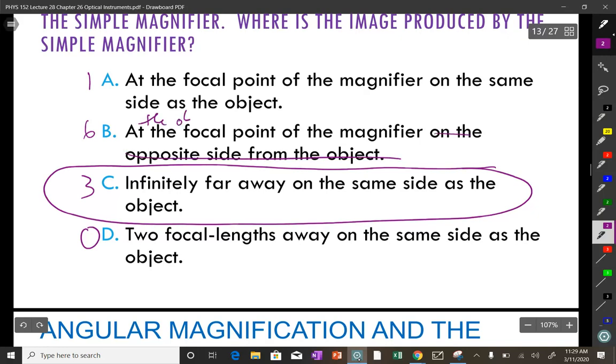The object is at... That's what that one was. Where the object is, not the image. The image is infinitely far away, so your eye can be relaxed, assuming that you have an infinite far point.